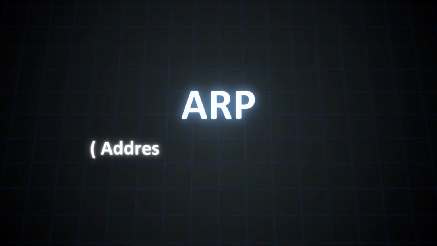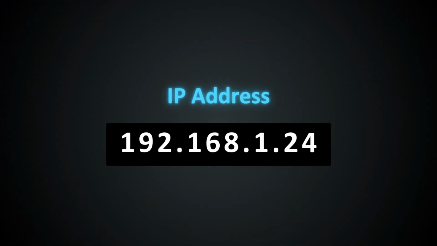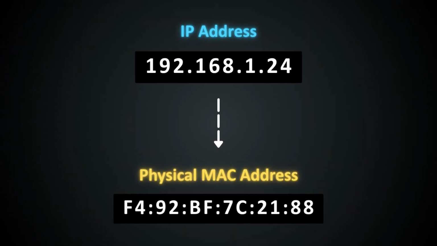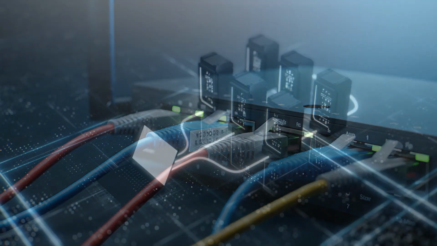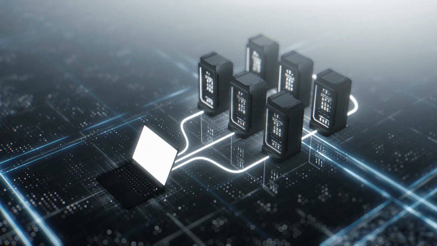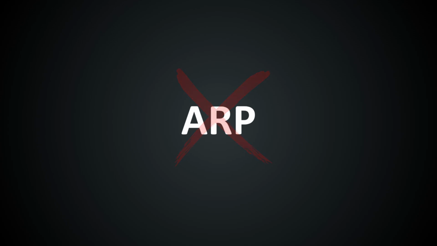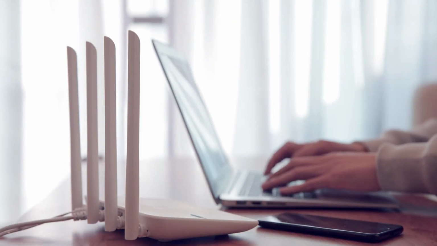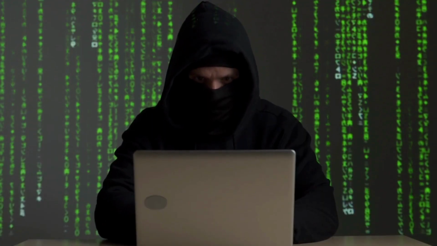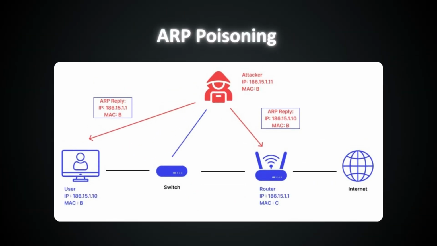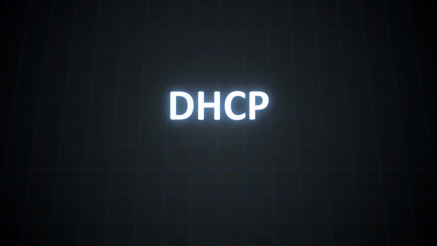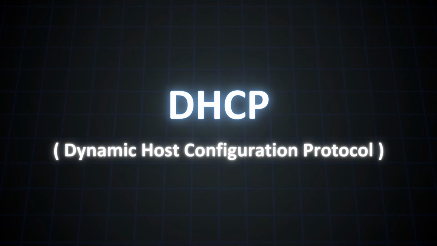ARP, Address Resolution Protocol. It matches IP addresses to physical MAC addresses, so devices on a local network know where to send packets. It lives inside your local router and every device's network stack. Without ARP, your computer wouldn't know how to talk to other machines on the same LAN. But attackers can spoof ARP replies to hijack traffic. That's called ARP poisoning.